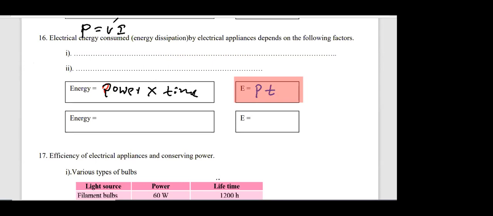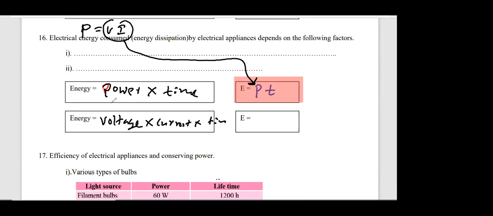So we can replace this P with VI. That means instead of power we can write voltage times current, times time. Power can be replaced with voltage and current, VI. So if I replace power with VI, then I can write energy equals VIT.